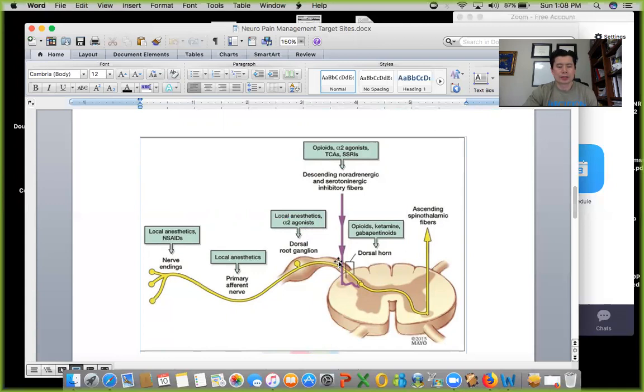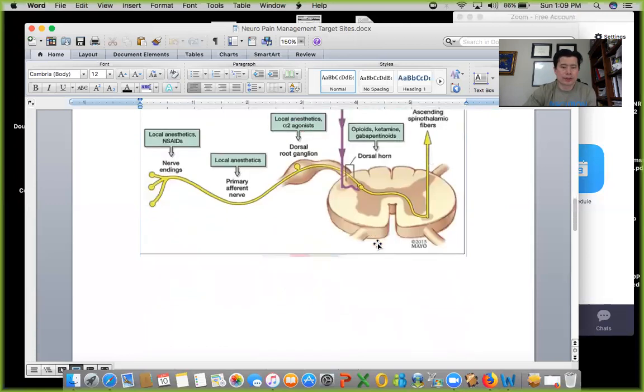As we move in more medial, we'll get to the dorsal horns. So this is where all your narcotics, your gabapentinoids, and the N-methyl D-aspartate drugs are used, and then the gabapentinoids, also known as Neurontin. This is where all your drugs work. This is the site of action for them.